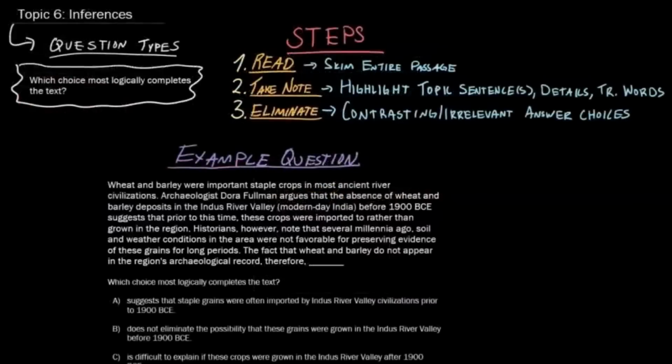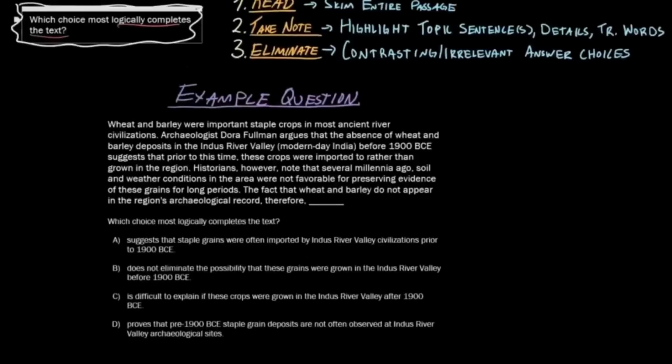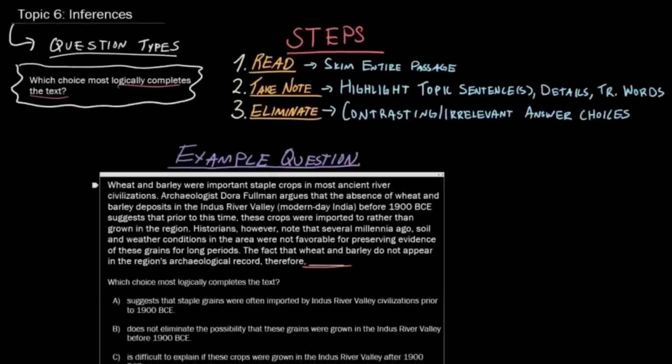So the main question that the SAT will ask you for an inferences question is which choice most logically completes the text. Basically, which answer is the best answer that makes sense that you can put in a blank like this one. And there's a 3-step strategy that's extremely easy that you can follow.